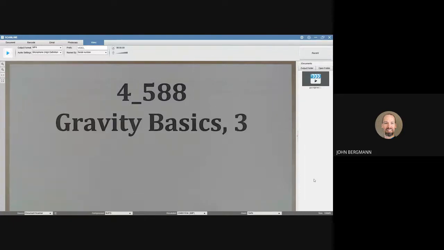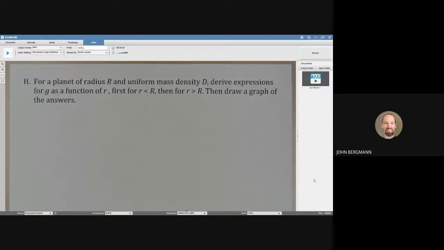Gravity Basics Part 3. For a planet of radius r and uniform mass density d, derive expressions for little g as a function of r. First for r less than big R, and then for r greater than big R. Then we're going to draw a quick graph of our answers.